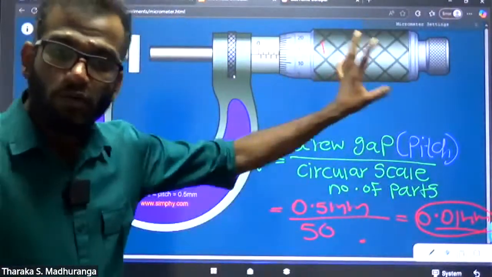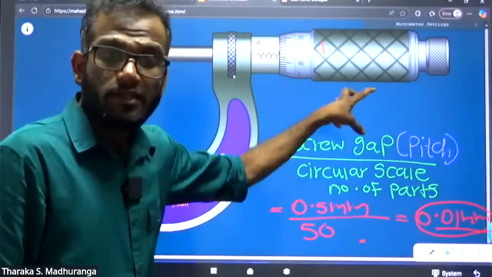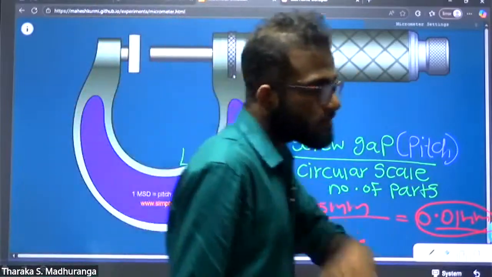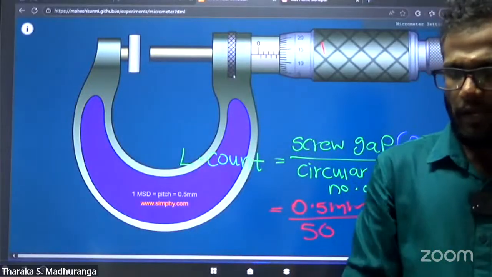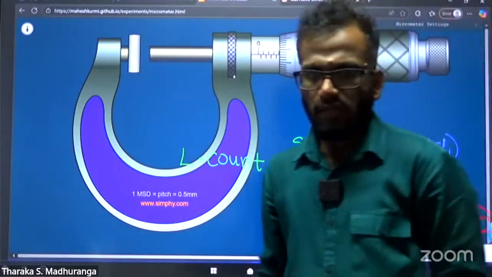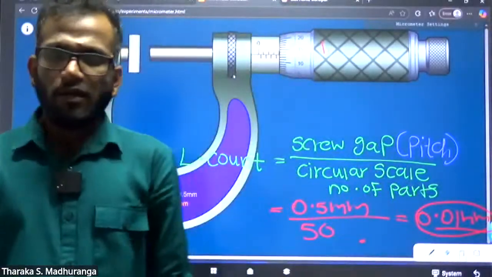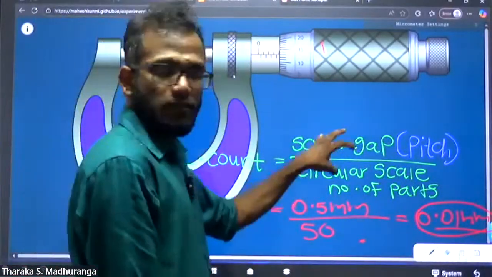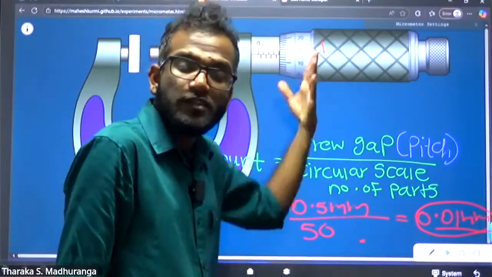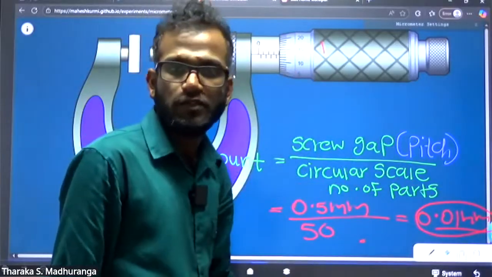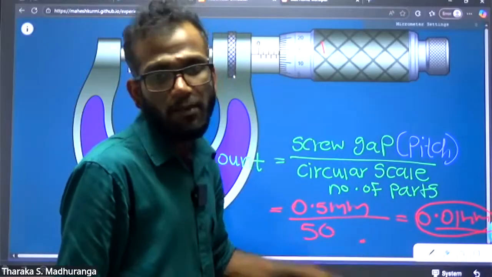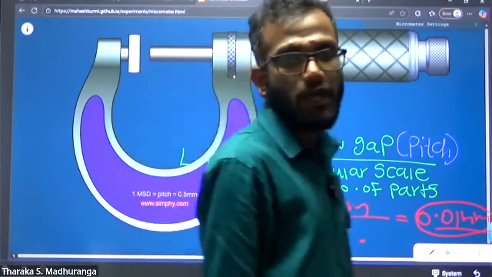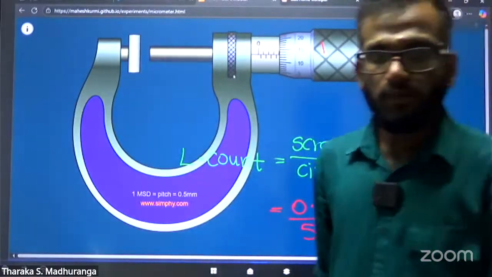It is not always the same, but in your exam a standard micrometer screw gauge is given. Normally your questions come based on the standard micrometer screw gauge. In our syllabus only that one is given, but you should know these equations. You can substitute this equation for any type of micrometer screw gauge. You just need to measure its screw gap and divide by the number of circular scale parts. Then you can get the least count of any measuring instrument.